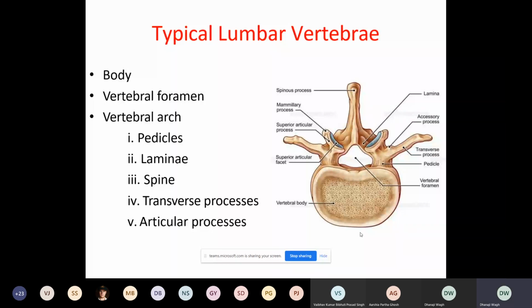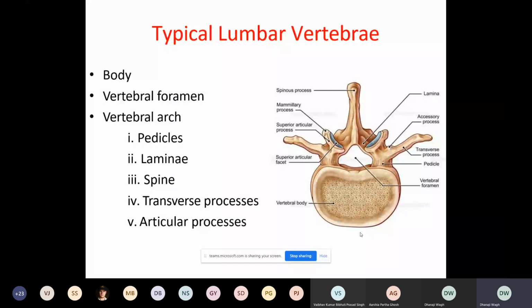Where the pedicle is attached to the body, superiorly it forms an arch-like structure, that is the superior vertebral notch. Similarly, on the inferior side of the pedicle, it forms a U-shaped arch, that is the inferior vertebral notch. So remember, in the typical lumbar vertebrae the pedicles are attached to the upper part of the body. Because of that, the inferior vertebral notch is much deeper than the superior.